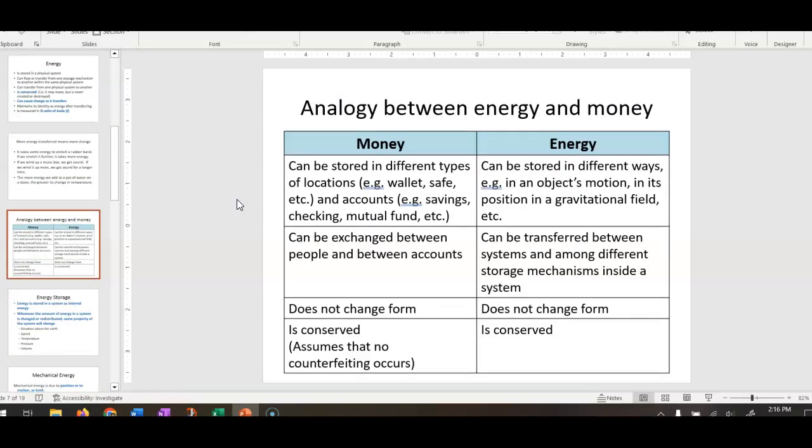There's a pretty useful analogy between energy and money, because money, like energy, can be stored in many different ways, right? You can put it in your wallet, you can put it in the bank, you can buy stocks and bonds with it in an investment account, things like that. And money can be exchanged. Your personal money can move between different storage modes, right?